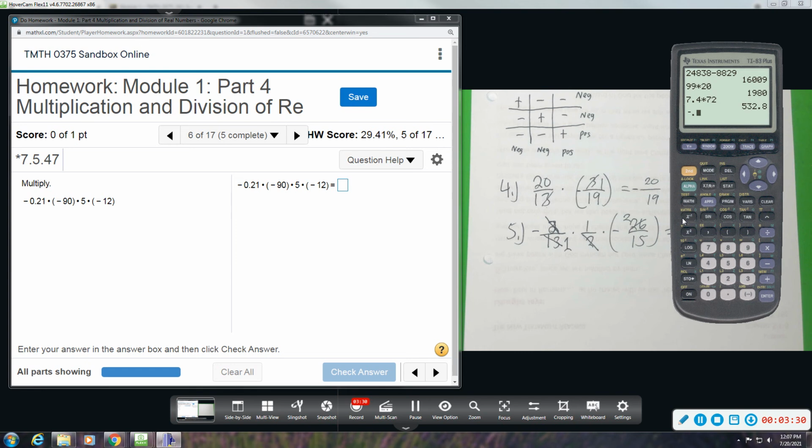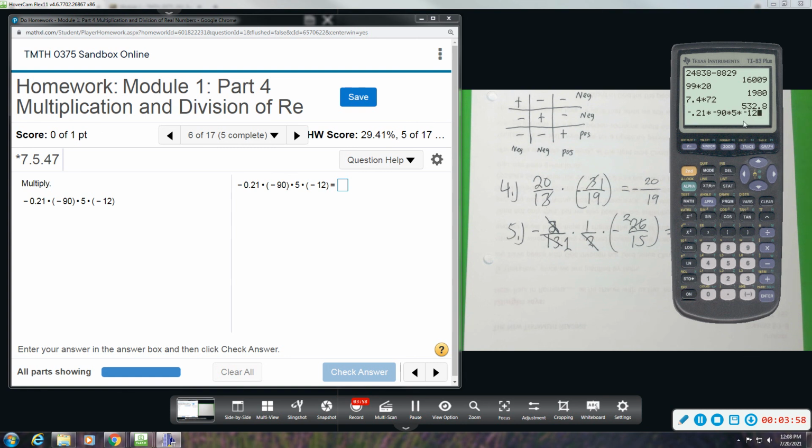So negative 0.21 times negative 90 times 5 times negative 12. So whenever you have these negatives, if you count, if there's an odd number of negatives, it's going to be negative. If there's an even number of negatives, say 2 of them, it will be positive. Or if there were 4 negatives, it will be positive. So that will help you.